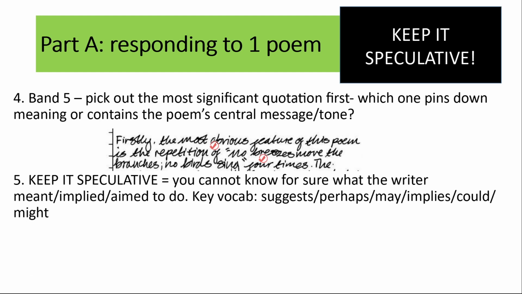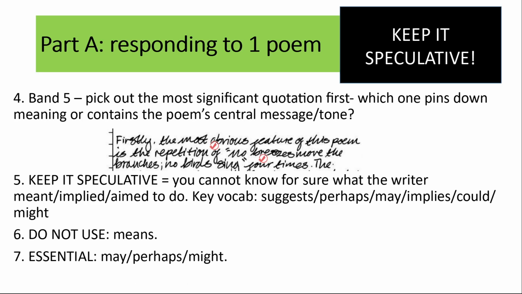Right, I've already said you must keep it speculative, and we've already gone through what the key vocab for that is. Please never use "means". Don't use it in any literature essay. We have talked about this before, but especially in your unseen, because you don't know what anything means. None of us know what anything means in unseen. We're being speculative. We're making suggestions. Make sure you use "may", "perhaps", or "might". So for example, "perhaps Davies is using", that's all it takes. Just shove the word "perhaps" at the beginning of your sentence and you're sorted.